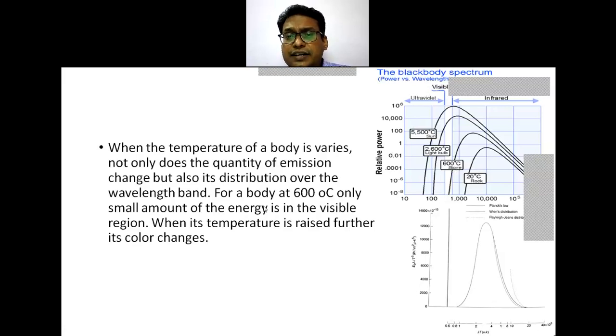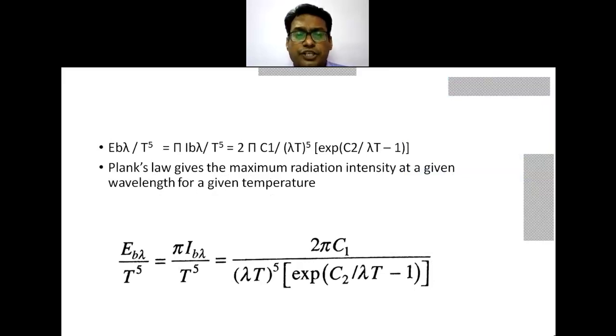For a body at 600 degrees Celsius, only a small quantity of energy is in the visible region. When its temperature rises further, its color also changes. The same body is there, but because of the temperature, we can see different colors. This is also studied for gold. At room temperature, say around 30 degrees Celsius, gold is a golden metal. But at different temperatures, it can be green or red. It goes into different visible regions. That is a function of temperature. Even with size, if you go towards nanoparticle size, the color of gold also changes.